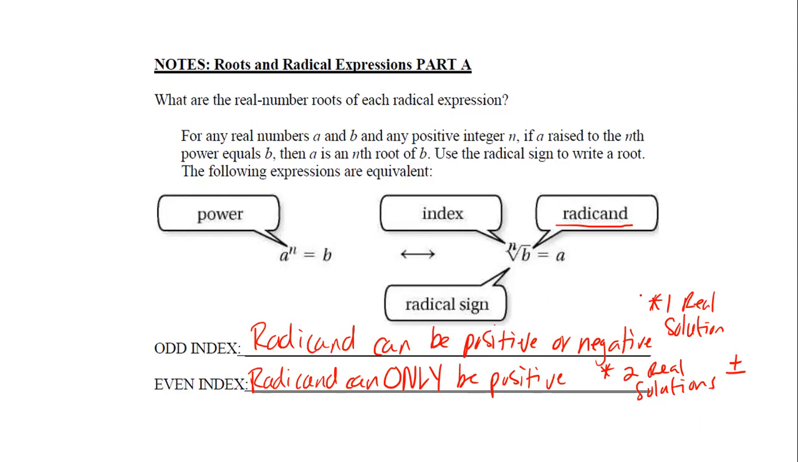So if it's an odd index, meaning 3, 5, 7, etc., your radicand can be negative or positive, and you're only going to have one real solution. If it's an even index, 2, 4, 6, etc., it can only be a positive underneath the root, the radical sign. Okay? So the plus or minus are my 2 real solutions. I'm going to have a positive solution and a negative solution. Okay? All right. Questions about vocabulary and what things are allowed to be so far? Good?